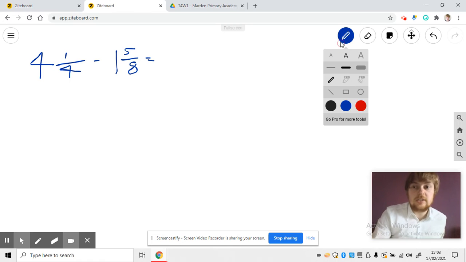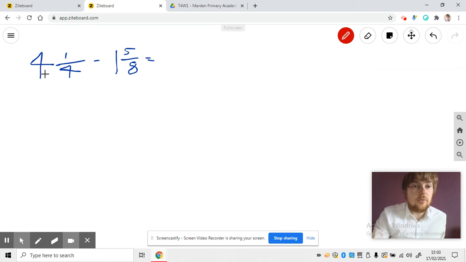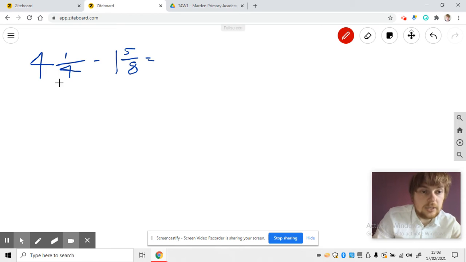So let's have a look at another example here. Here we have 4 and 1/4 subtract 1 and 5/8. So the same principle. We need those common denominators, and we know that quarters and eighths aren't a common denominator. So we can make our quarters, because we see the relationship between 4 and 8, into eighths. And obviously we've multiplied the denominator by 2, so we multiply the numerator by 2, which means we have 4 and 2/8 take away 1 and 5/8.